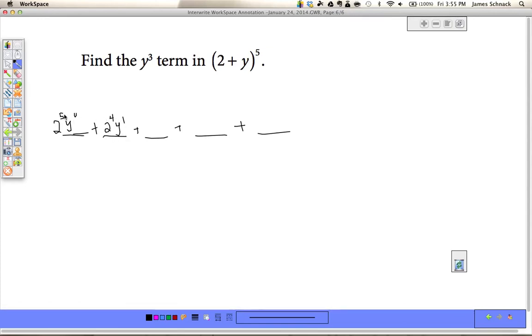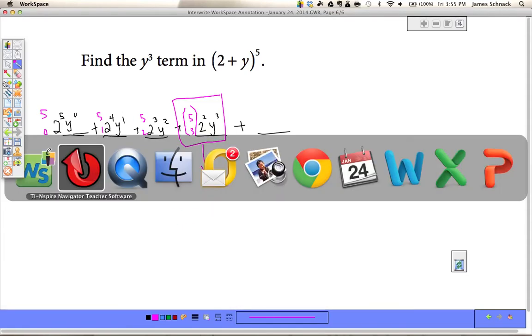Remember, these exponents always have to add up to 5. And the first exponent decreases, second one increases. 2 squared, y to the 3rd. There's my term that has y cubed. Now what's the coefficient going to be? This is going to be 5 choose 0, 5 choose 1, 5 choose 2, and 5 choose 3. So this is what I need to evaluate. It's going to be whatever 5 choose 3 is. Let's calculate that quick.